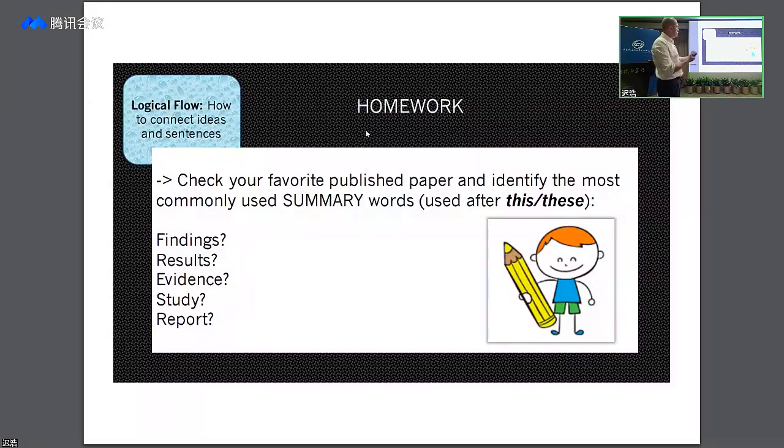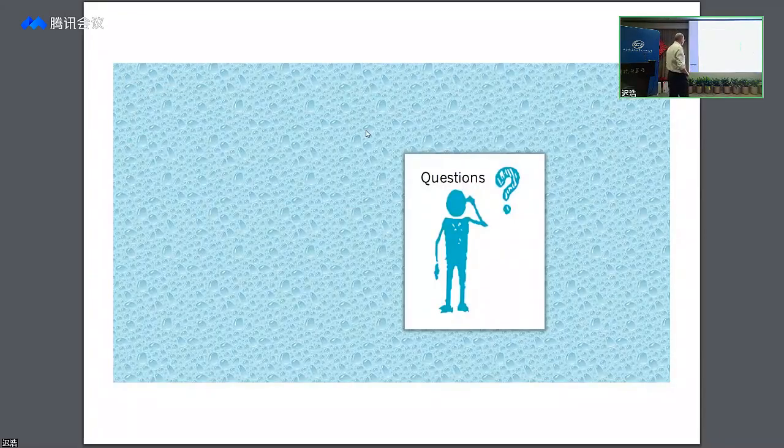Once you pay attention to those summary words, your brain will build a mental library. And when you start writing your own paper, you don't have to think about it anymore. You already know what commonly used summary words are. That's what you have to do. This is what we hope you can take away from the seminar. We hope we can open your eyes to these elements. So please pay attention.